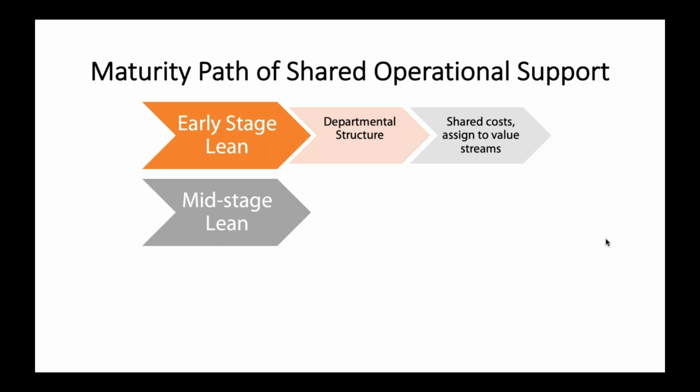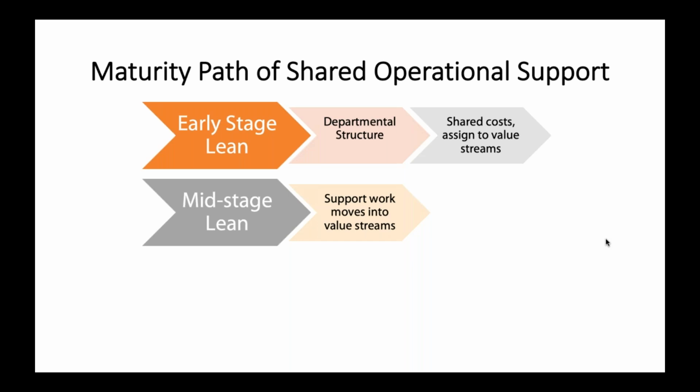Over time, primarily due to continuous improvement, the support work can move into the value streams. You may, for example, begin to assign quality people to one value stream, engineering people to one value stream, or you may assign the work. That's the idea of quality at the source, where the people who are building the product do their own inspection, so you're moving the quality.